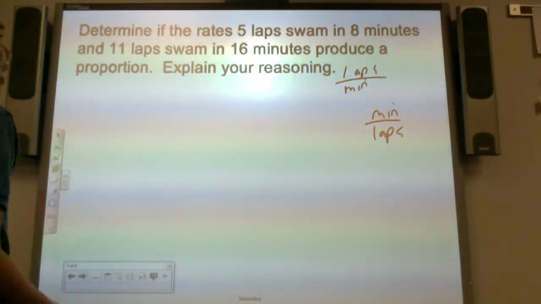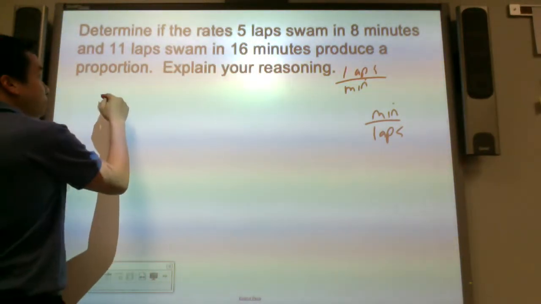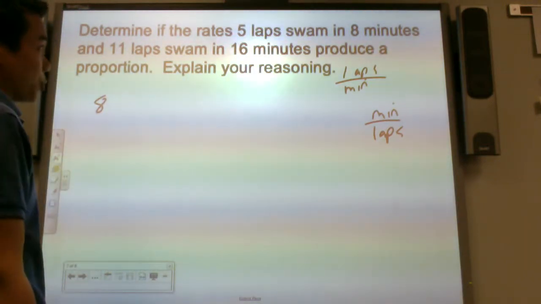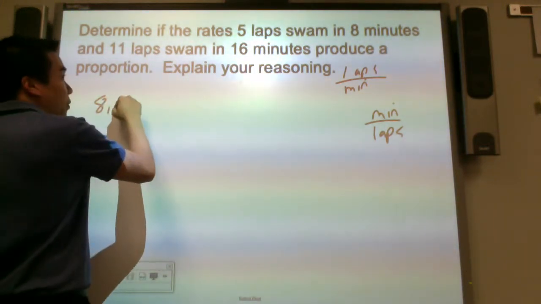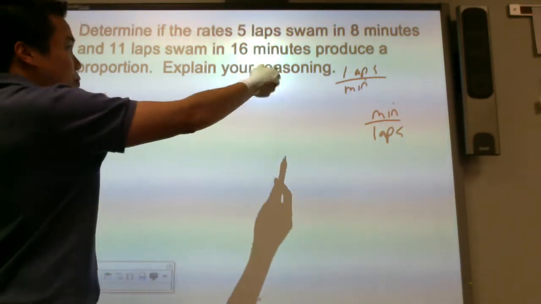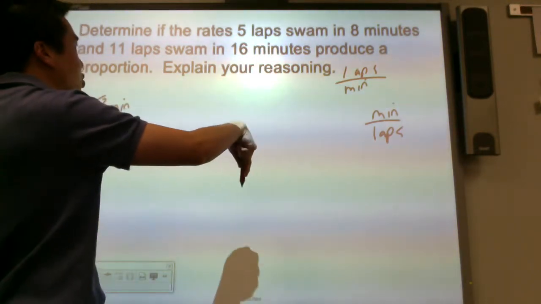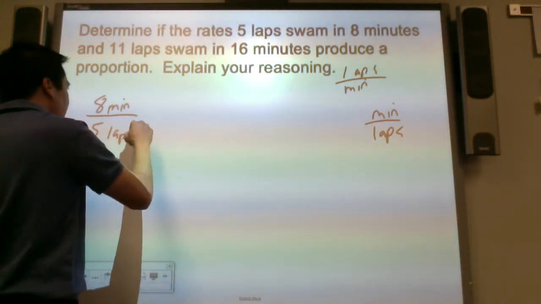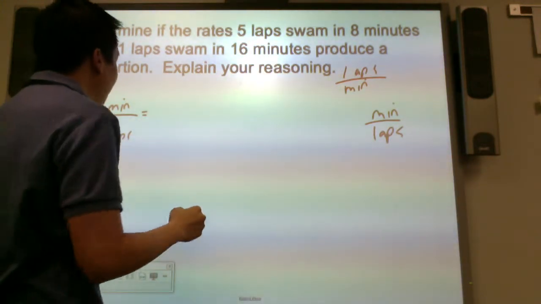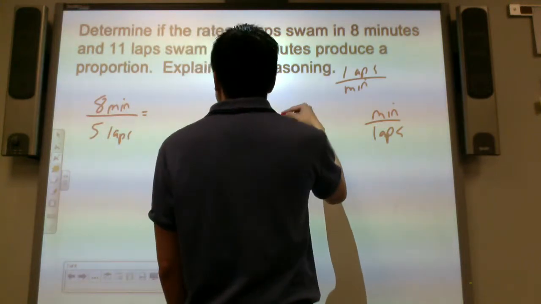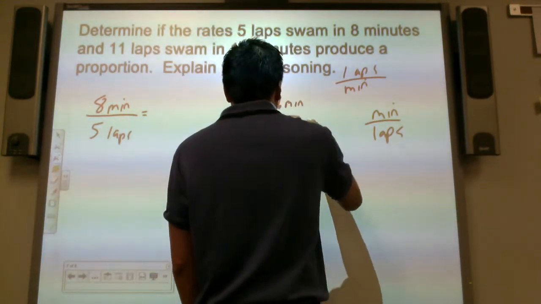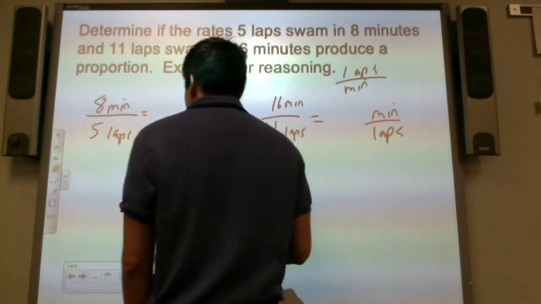So you know what? I'll do minutes per lap. You can do laps per minute. It doesn't really matter one way or the other. I think in my notes I did laps per minute, so I'm going to do the other way around, to give you a different way of doing it. So we have 8 minutes for 5 laps. In the next example, the next student did 16 minutes for 11 laps. Will these form a proportion?